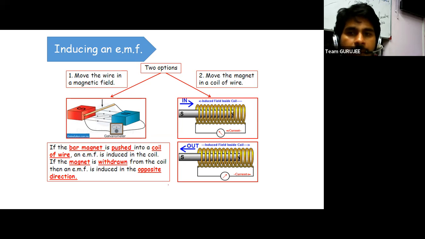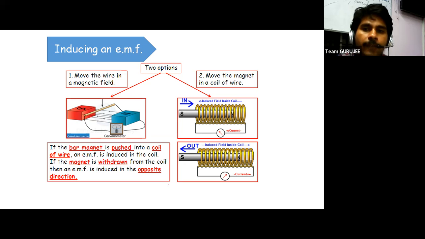Away from the coil means the galvanometer shows the deflection in the opposite direction. See the picture. In the first case, the deflection is in one direction. In the second case, the deflection is in the opposite direction. Is it clear for all? Okay, note it and we go to the next one.